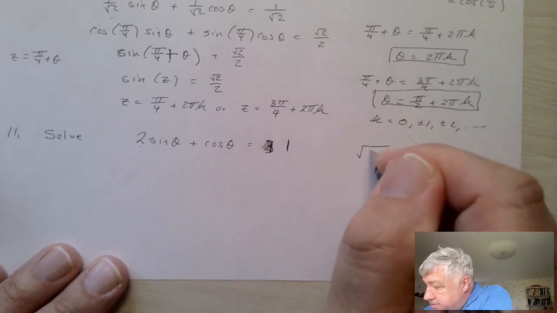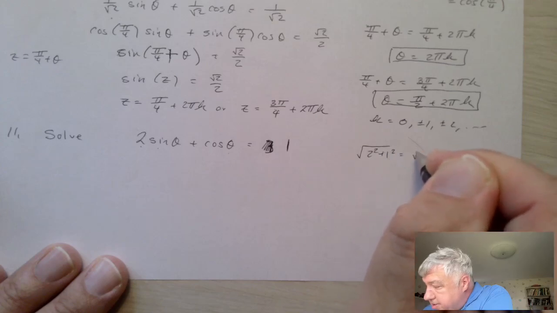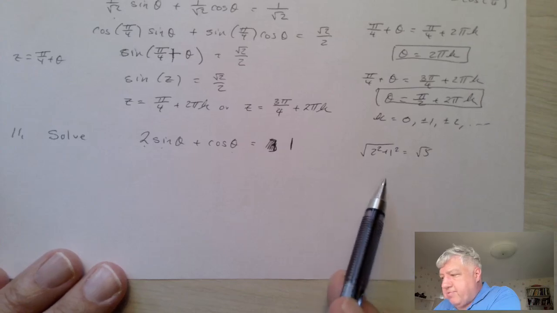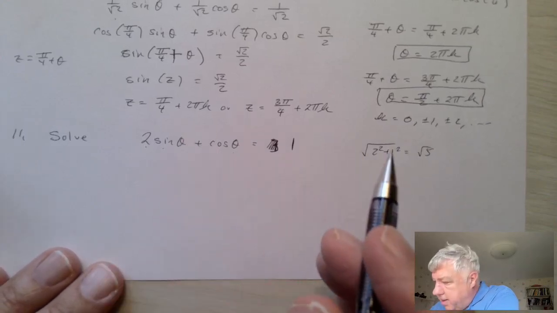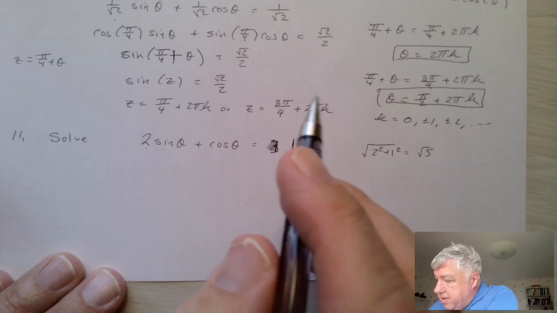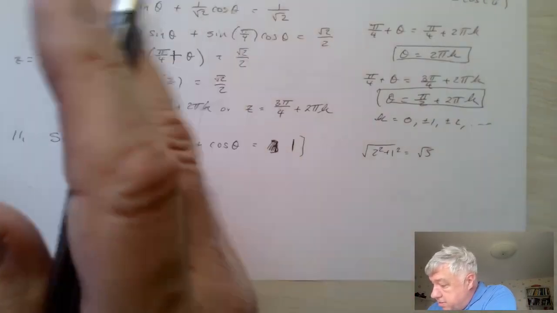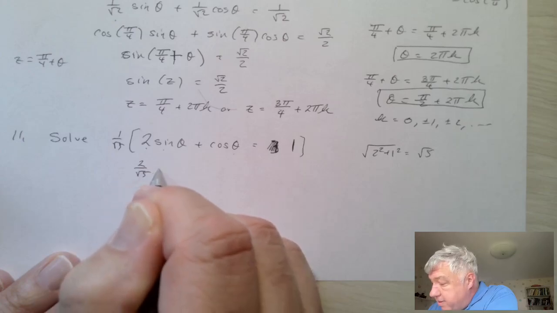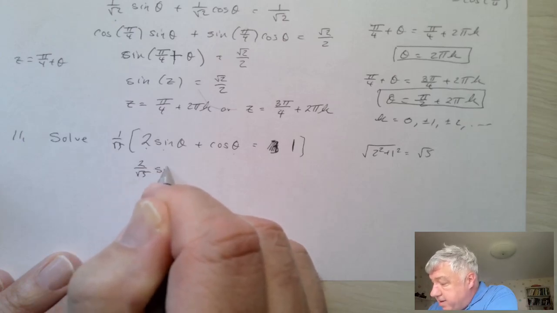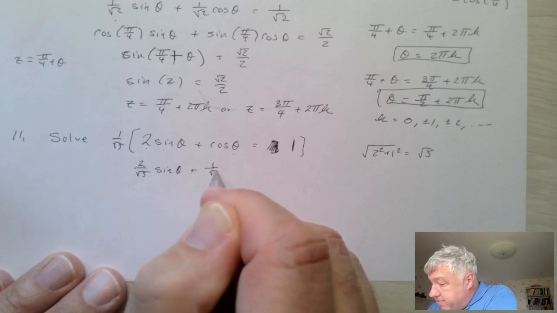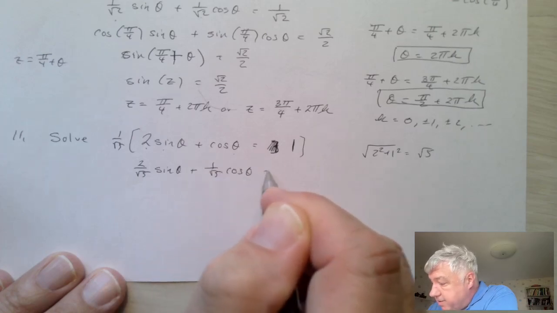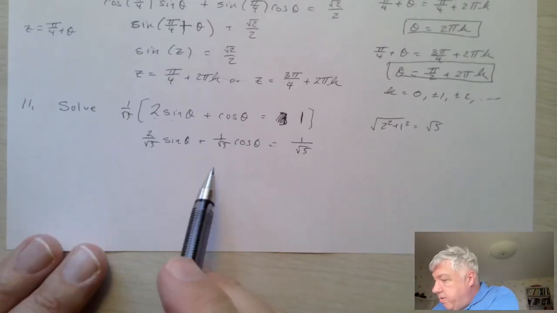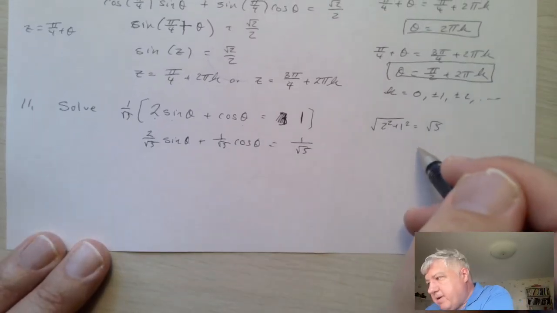We know that the square root of 2 squared plus 1 squared is the square root of 5. So what we're going to do is divide everything by the square root of 5. And what we'll get is 2 over square root 5 times the sine of theta plus 1 over square root 5 times cosine theta equals 1 over square root 5.